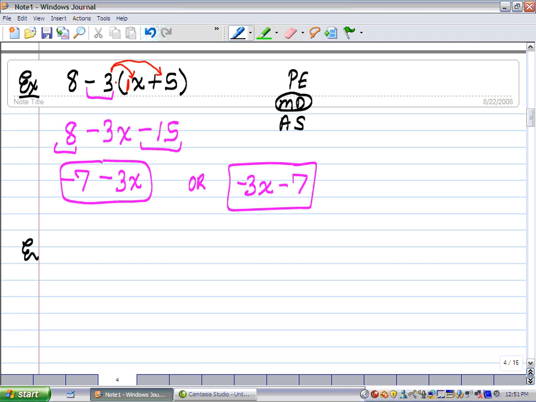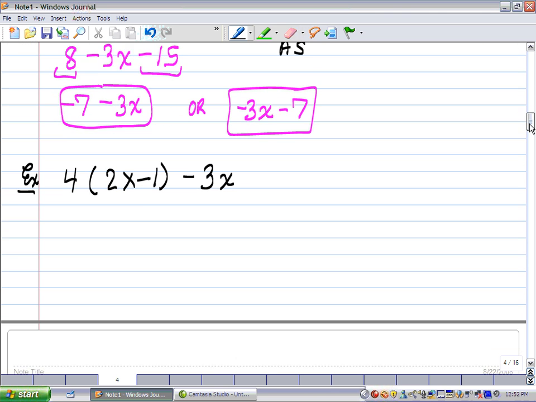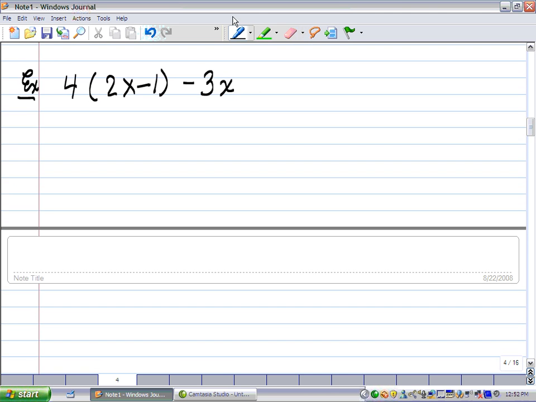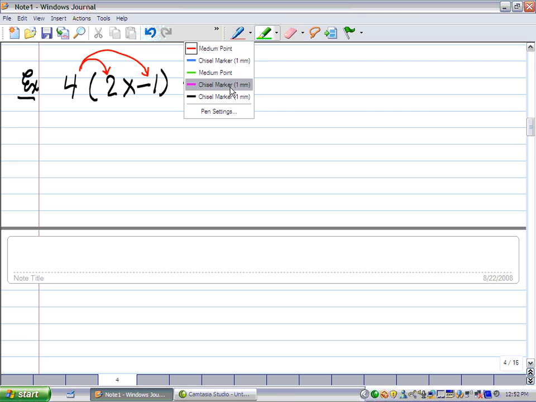Okay, so let's try this one. 4 times 2x minus 1 minus 3x. You may choose to pause and try it on your own, and then look back and check and see if you've done it correctly. Okay, so the 4 is going to get distributed on everything in the parenthesis. Notice the negative 3x is not in the parenthesis, so it is not included in the distribution.